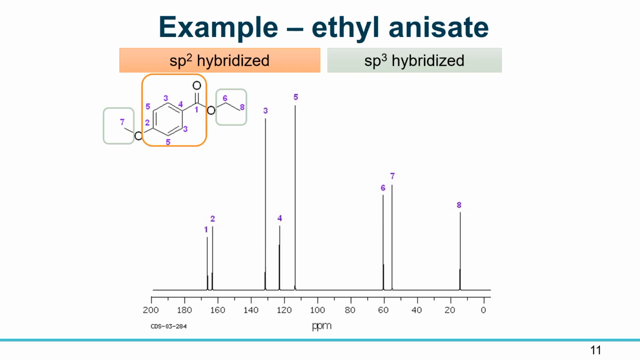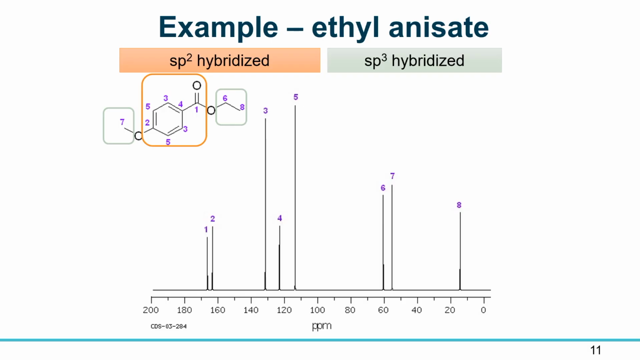We can see in the sp2 hybridized region, the carbons labeled 1 through 5 are visible from around 170 ppm to 110 ppm. Notice the ester carbon is the most deshielded in the spectrum. This is quite common as carbonyl carbons are typically found between about 220 and 160 ppm. Next, the aromatic ring carbons can be seen.